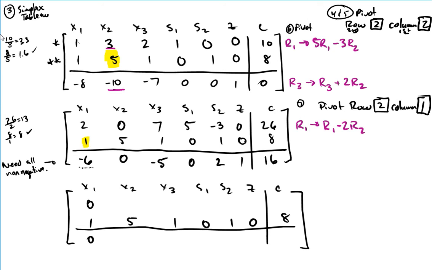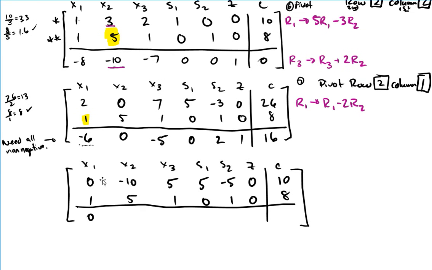All right, so 2 minus 2 is 0. 0 minus 10 would be negative 10. 7 minus 2 would be 5. 5 minus 0 is 5. Here we've got negative 3 minus 2 would be negative 5. 0 minus 0 is still 0. 26 minus 16 would be 10. Okay, so there's that. And then now let's do it to our other row there.